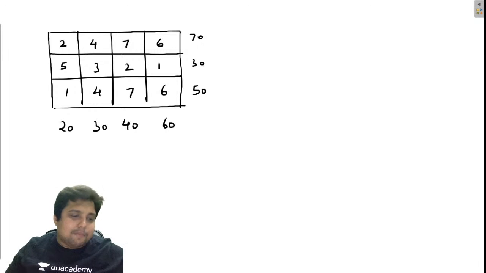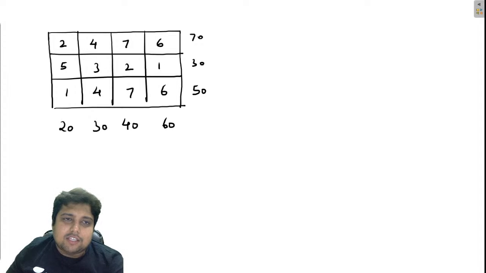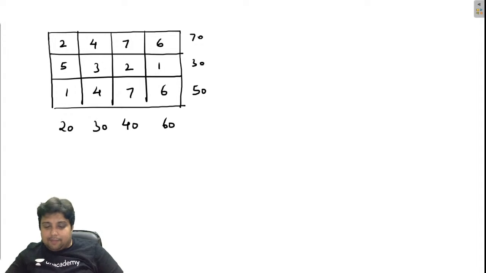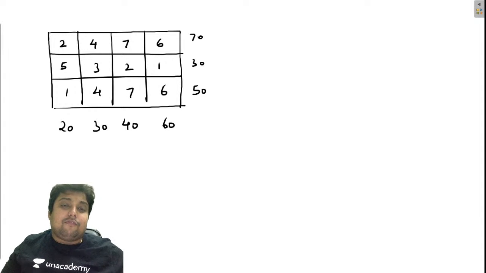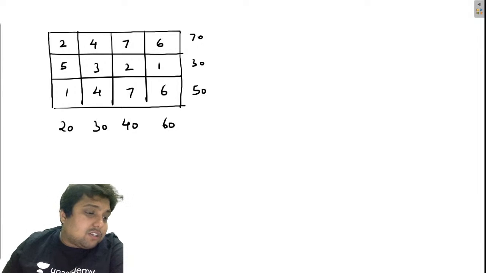So this is the question, my friends. This is the question right in front of your screen. I have basically 3 supply points and 4 demand points. What is the first step if we want to solve a transportation problem?